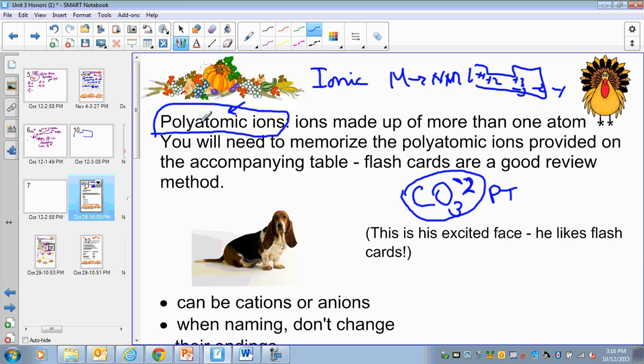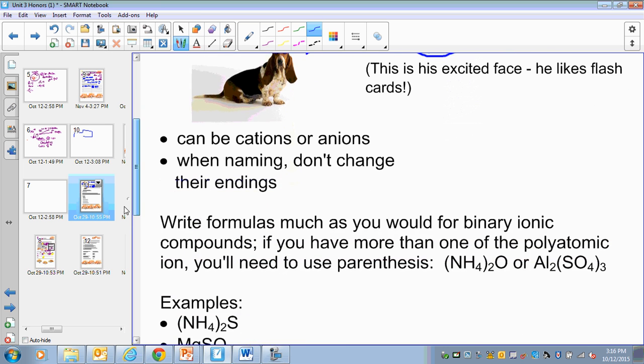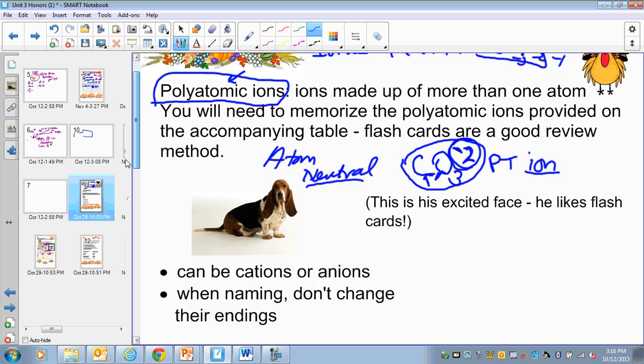The reason I call it a polyatomic ion is because it is more than one atom and it has a charge. As long as anything has a charge on it, it is called an ion, because an atom is something that is neutral. So if something has a charge, it's not an atom or a molecule. It has to be an ion. Polyatomic ions mean multiple atoms with charges on them. And we have to memorize them.